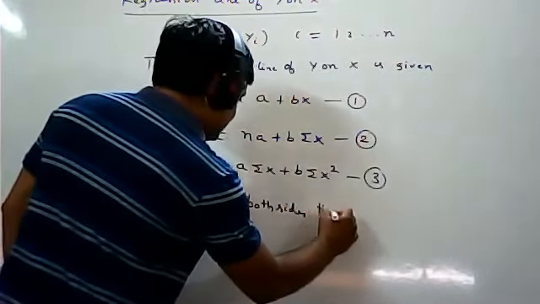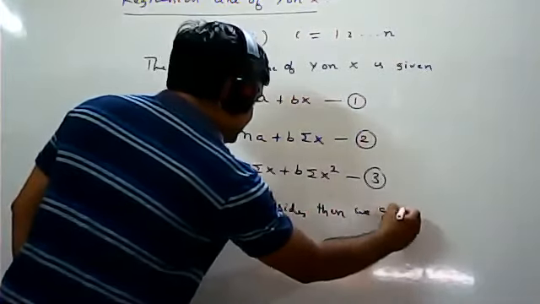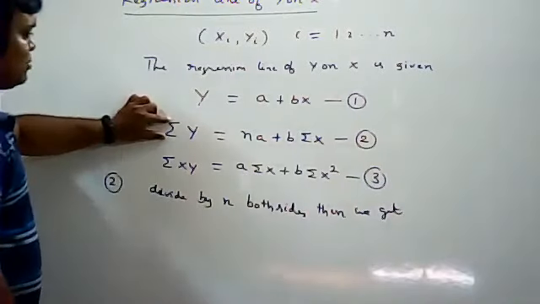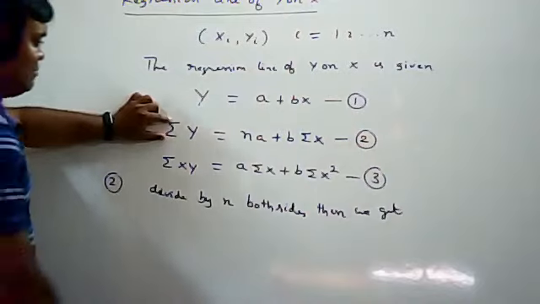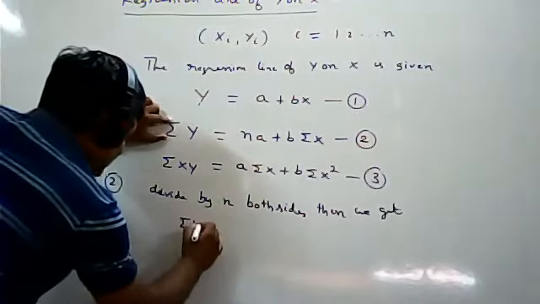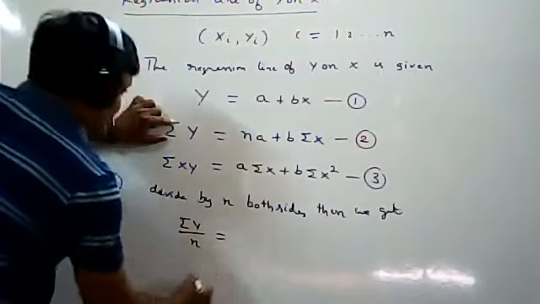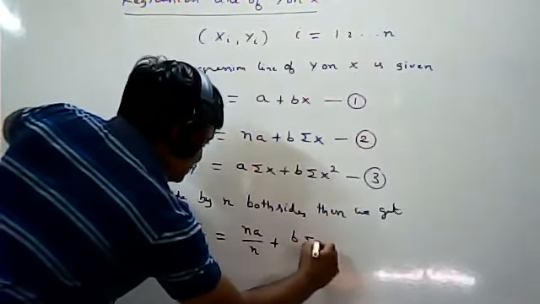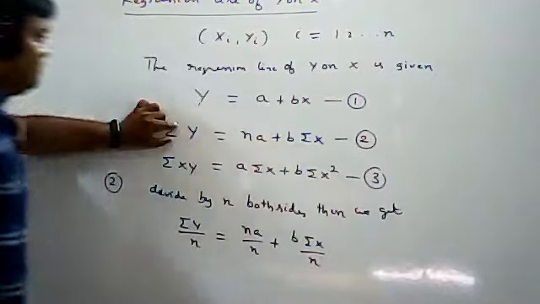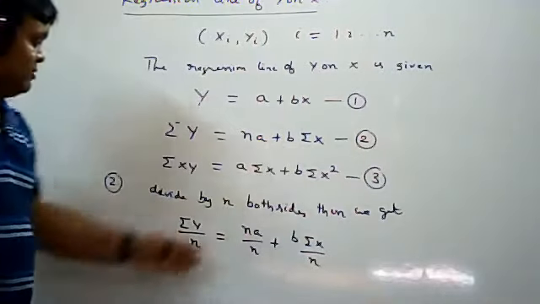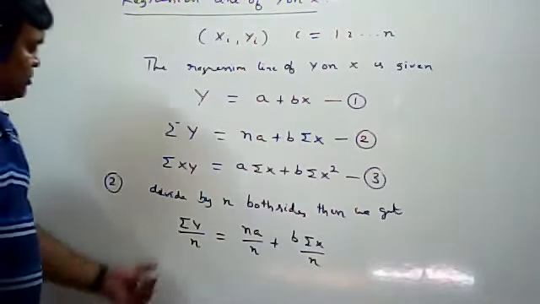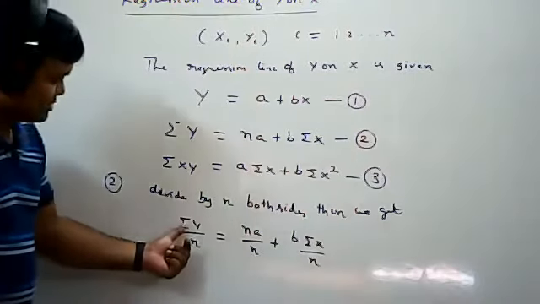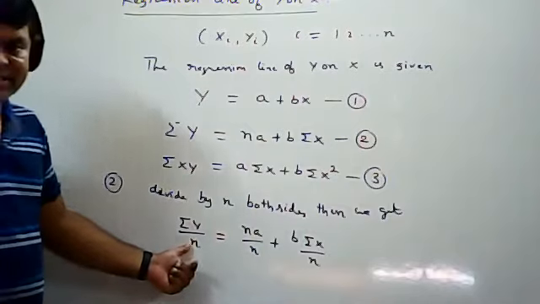Then we get, this is equation number 2. What I am doing, I am dividing by n both sides. So that means what you will get, summation y by n equal to na by n plus b summation x by n. If you divide by n, you will get this one. So all of you know x bar formula? Summation x by n. So what is summation y by n? This is y bar.